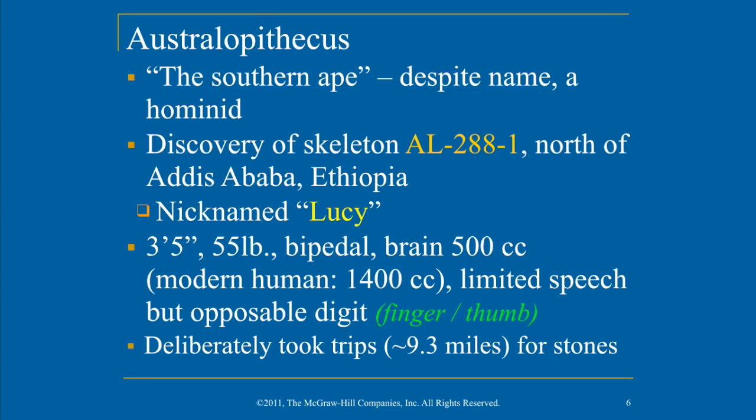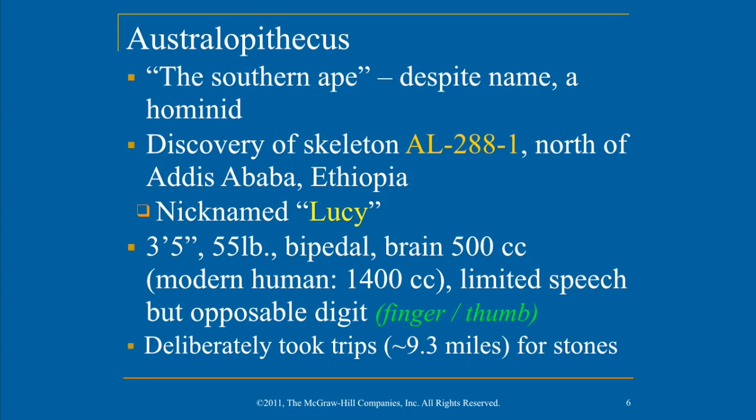If you think about how your fingers work and how they wiggle, they can actually bend, they can grab, they can grasp. If you try and hand your cat a fork, it's not going to use it very properly, number one, because it's a cat, and number two, because it can't hold a fork. So it's not going to be able to work very well. Whereas human beings, most of us, can hold a fork correctly and use it to shovel food into our fat faces. We also know that Australopithecus deliberately took trips about 9.3 miles for stones, obsidian stones.